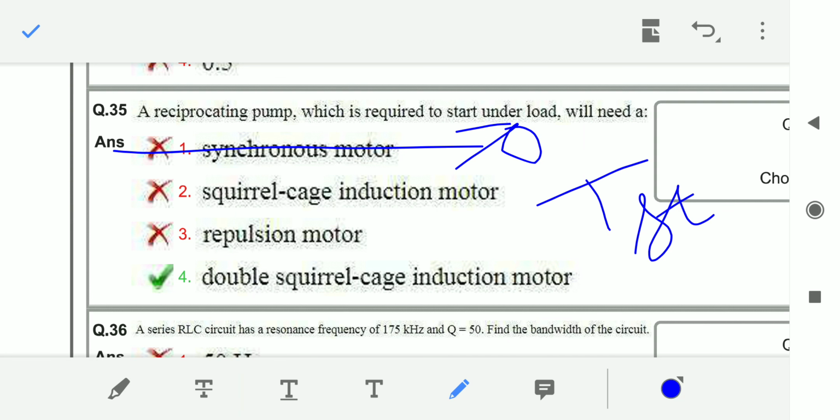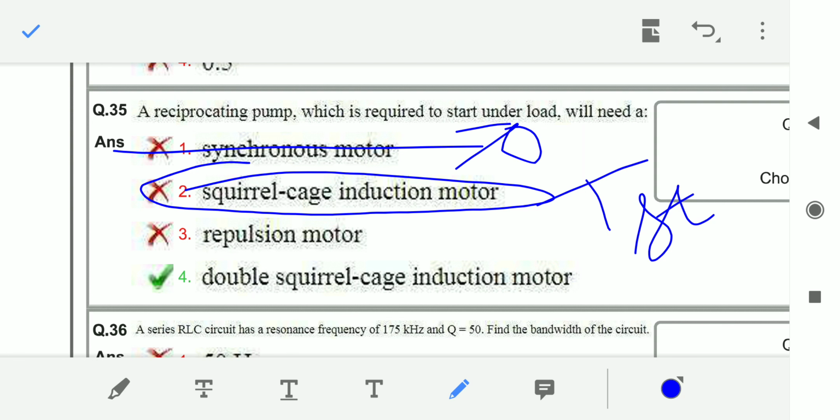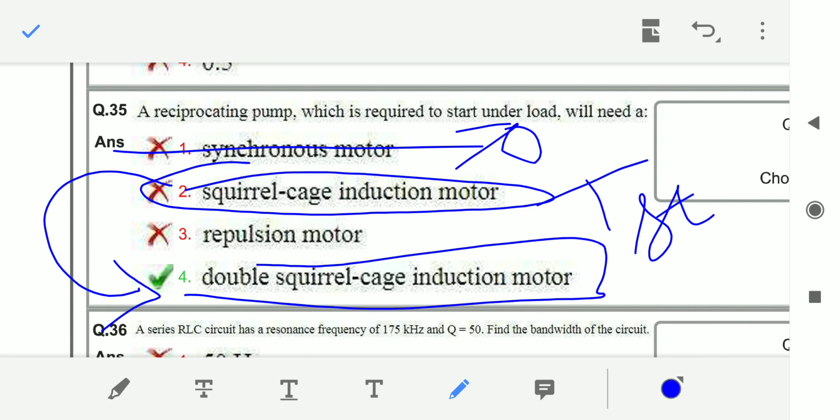So next, squirrel cage induction motor. A squirrel cage induction motor has the least starting torque compared to the slip ring induction motors. That is the reason we go for a double cage squirrel cage induction motor, to get more starting torque. What we are doing, sir? We are using double squirrel cages. So the answer will be double squirrel cage. We don't use repulsion motors for getting high starting torque. It also has less starting torque only.